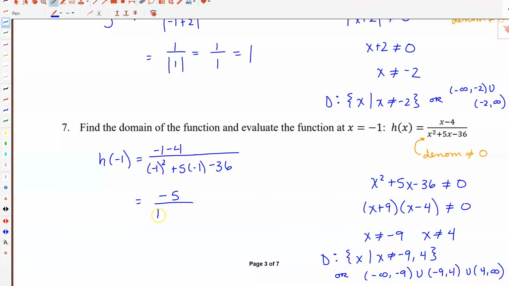Downstairs, I'm going to get 1 minus 5 minus 36. So I'm going to get negative 5 over, downstairs, negative 40. Let's see, a negative divided by a negative is positive, and 5 over 40 simplifies to the fraction 1/8.